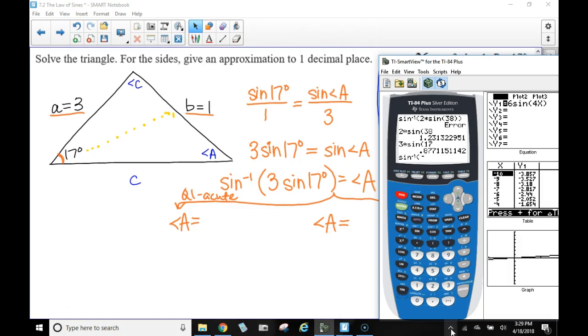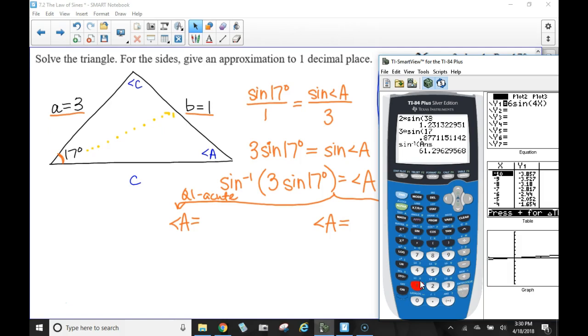I just want to hit second, answer. Okay, good. Finally, I'm asking my calculator, what angle has a sine of 3 times the sine of 17? Let me hit equals. And it's like 61.3 degrees. That's going to be the acute angle.